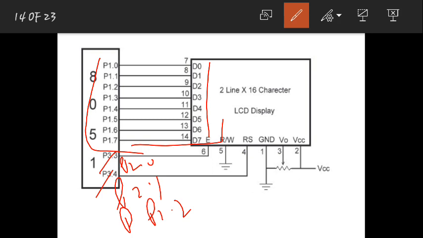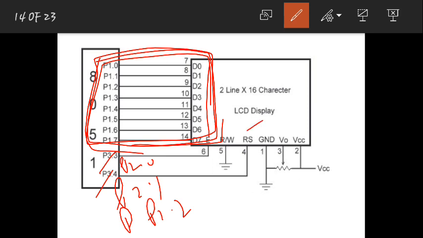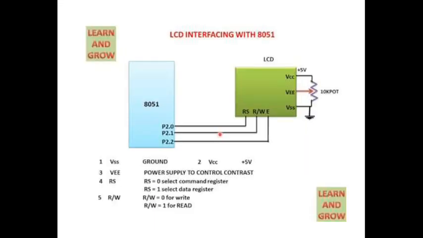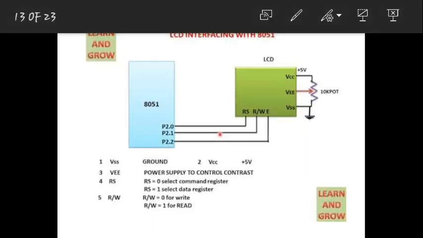So one port is connected to the data pins to send the data, either as data or command. Next you have 3 important pins, that is RS, read/write, and E. See here, this read/write is connected to ground, and ground means 0 here. That means I am always doing the write operation only, with read/write equal to 0.